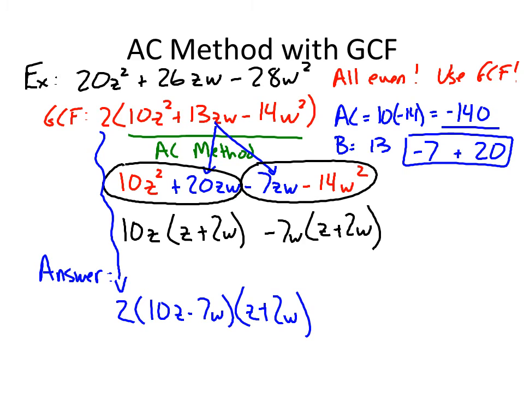So we go to write our answer. The only thing we have to make sure is included in our answer is what we factored out earlier. That is why we have a 2 in front. So it's 2 times 10z minus 7w, z plus 2w, is our final answer.